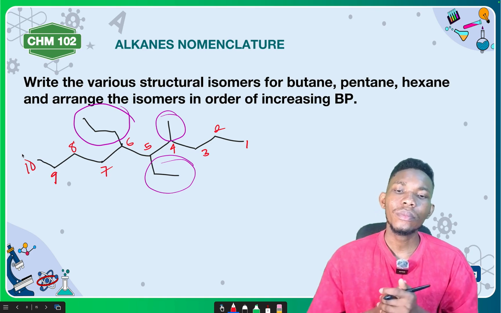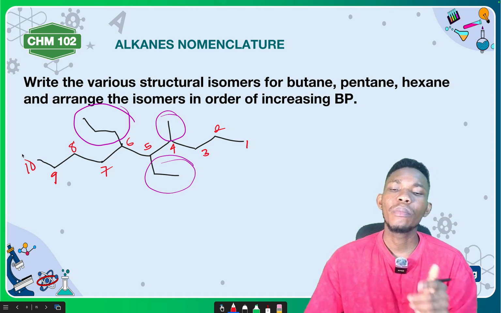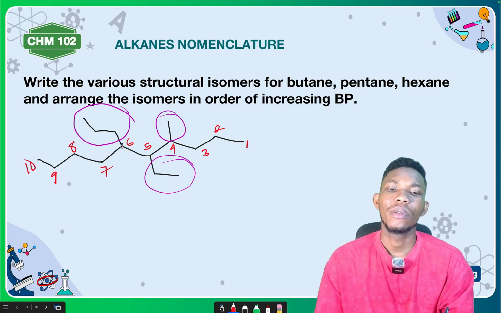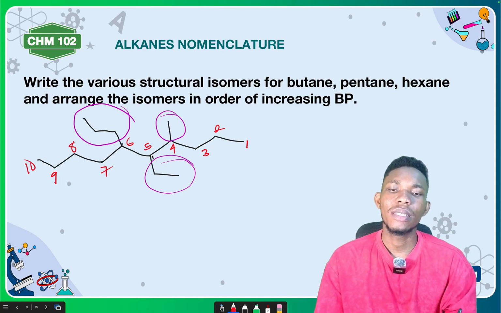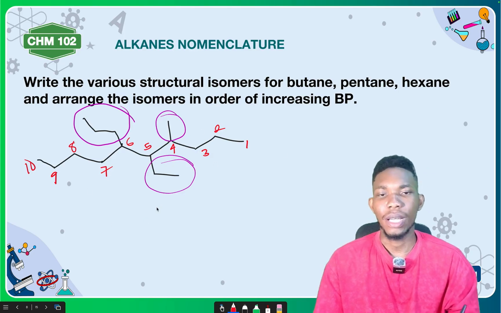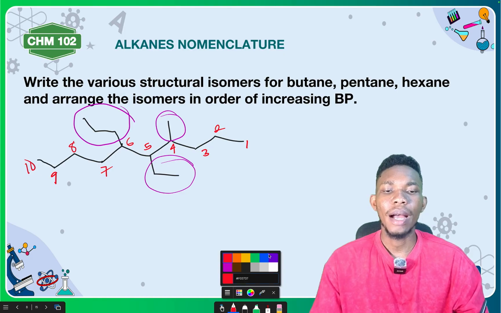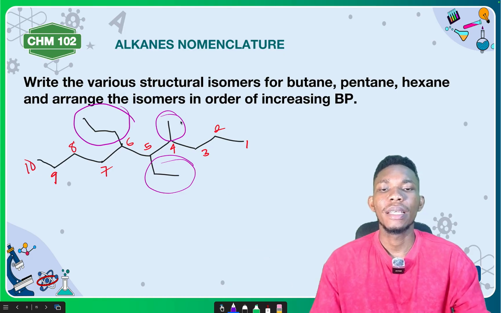Now, my dear students, having numbered it this way, how about if you go this way? This is 1, 2, 3, 4, 5, then here is 6, here is 7. Of course, this one is shorter. Now, what are the substituents we have? The first one here is methyl. The second one here is what? Ethyl.